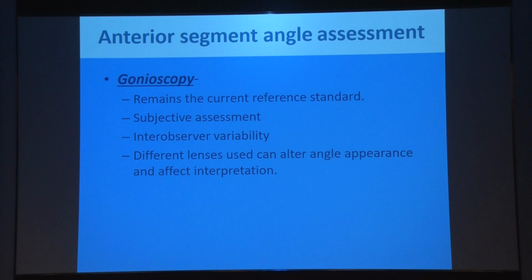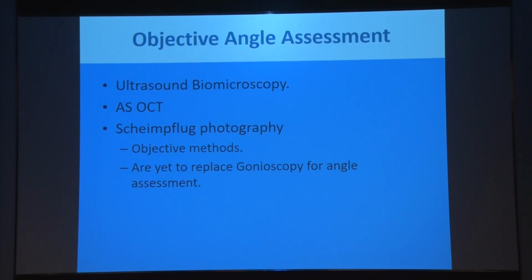So gonioscopy. Gonioscopy remains the current reference standard. It's a subjective assessment. There is inter-observer variability, and different lenses can be used that can alter angle appearance and affect interpretation. Objective angle assessment can be done with the ultrasound biomicroscopy or UBM, the anterior segment OCT, the Scheimpflug photography. Objective methods are yet to replace gonioscopy for angle assessment, and that is the full and final statement. Gonioscopy is the gold standard for angle assessment.